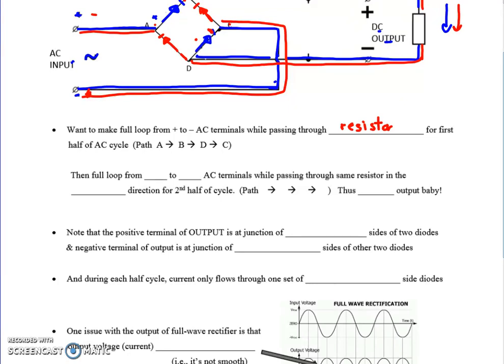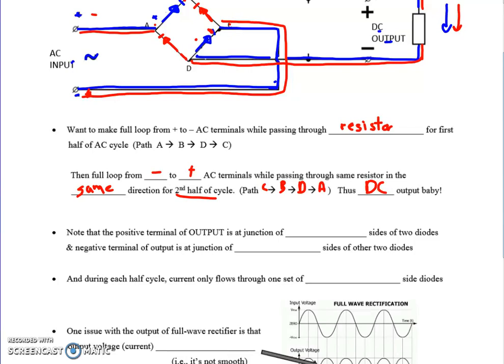Then for the other half cycle, we want a full loop from the negative to the positive AC terminals while passing through the same resistor in the same direction. We don't want to go the opposite direction. That would defeat the purpose of a rectifier for the second half of the cycle. So if I follow the red, we started with C, then it went from C to B, went through, came to D, and then went to A. Thus we have DC outputs, exactly what we want.